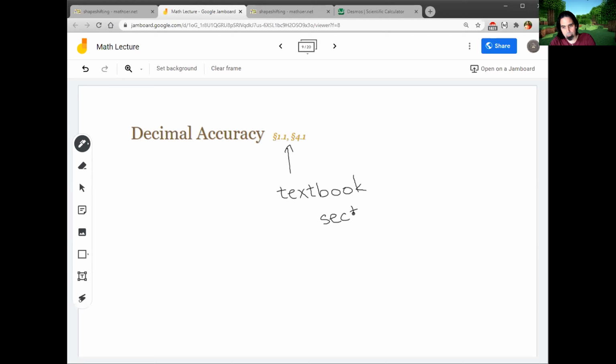In the light brown font. And this little symbol here means section. That's not me, that's a real thing. I'm not inventing it.